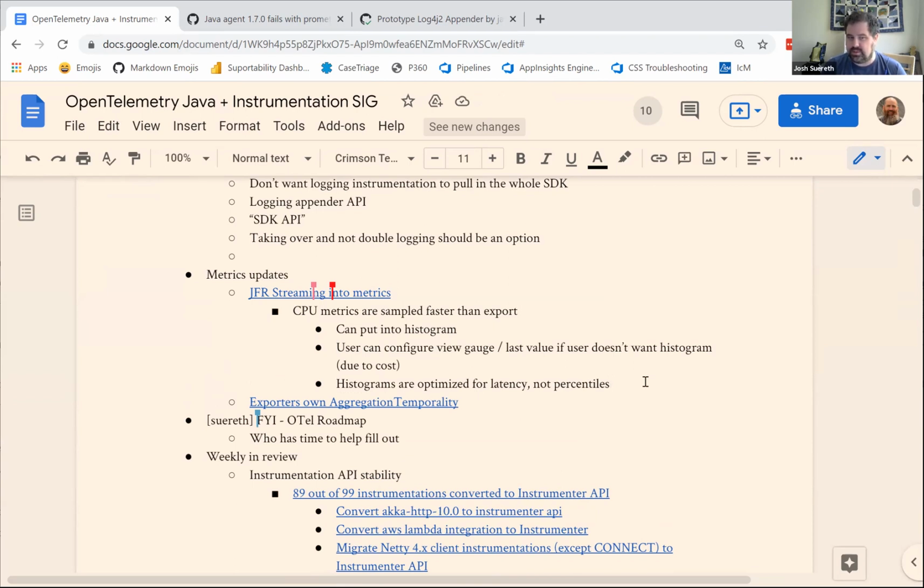So there's a lot. I really love this JFR pull request because it's finally getting really good real world use cases for us to push back on the metric spec.